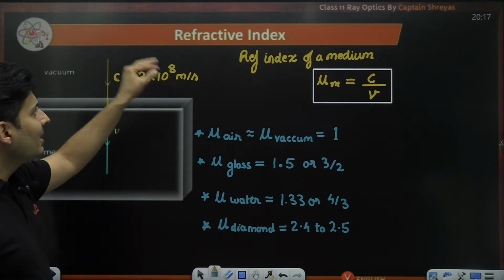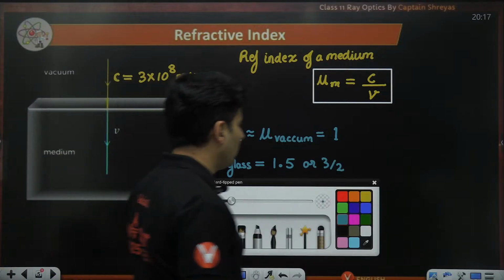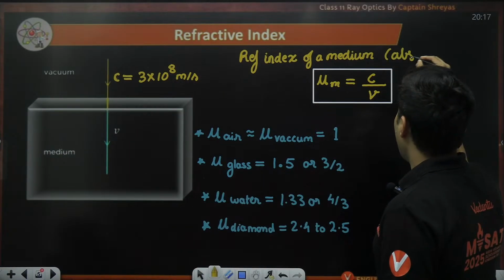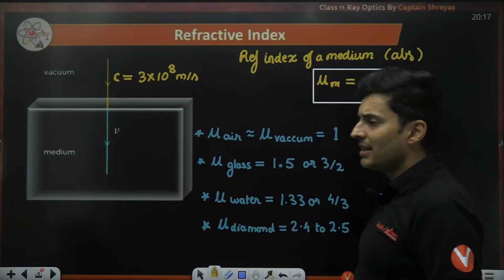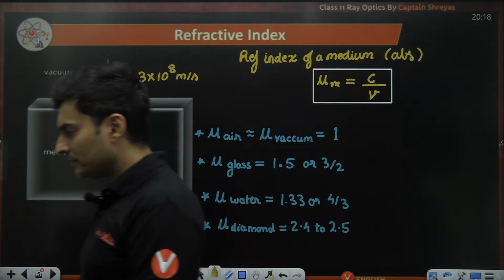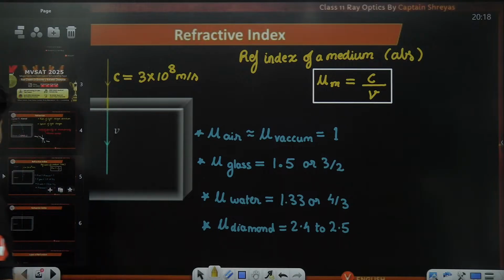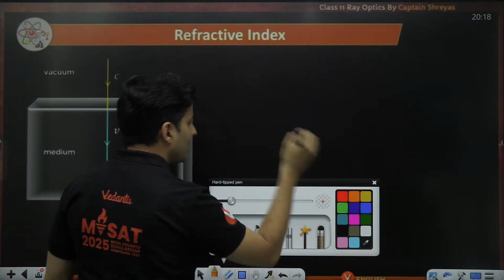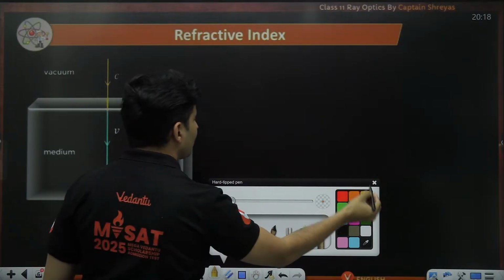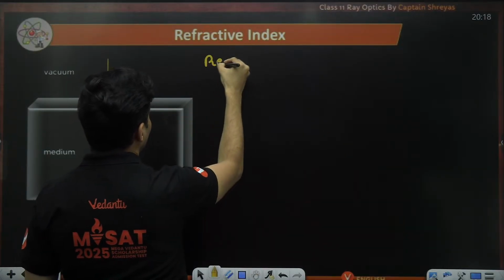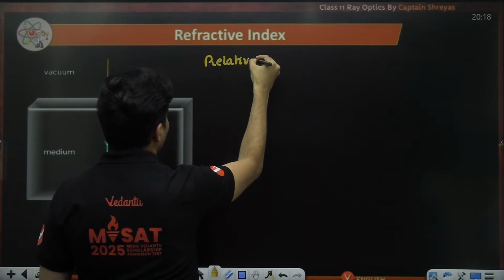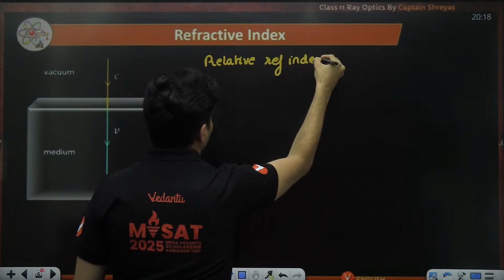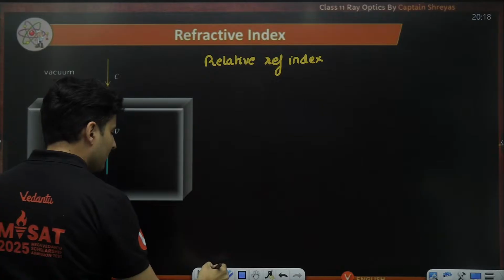Okay, now whatever refractive index we have spoken about is the refractive index of the medium, also called the absolute refractive index. But then there is another term which is called the relative refractive index. So in relative refractive index, what's the difference?